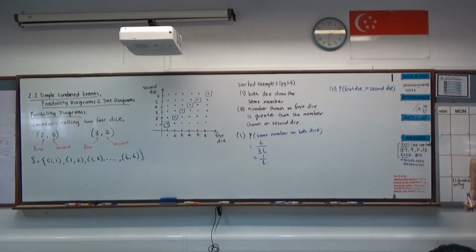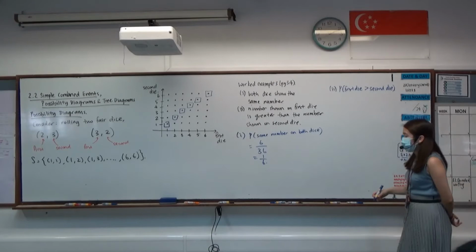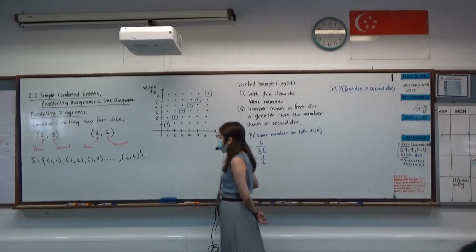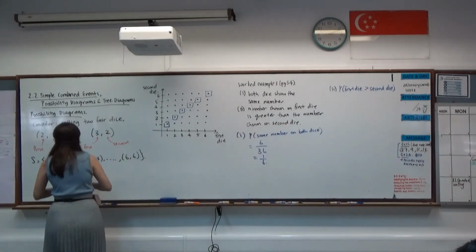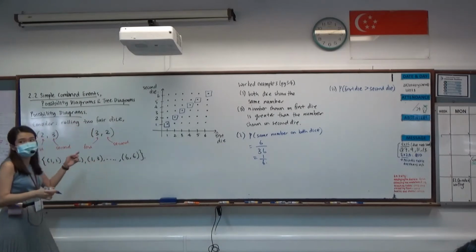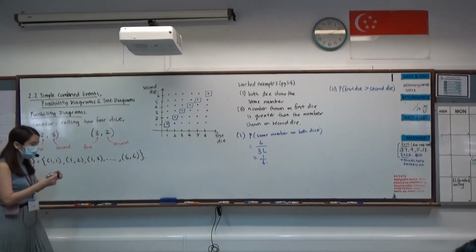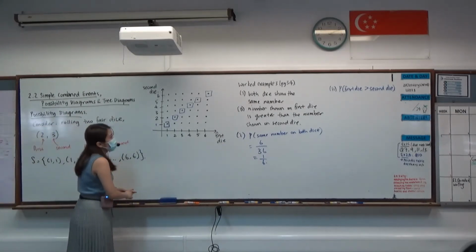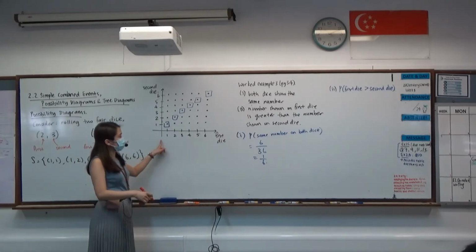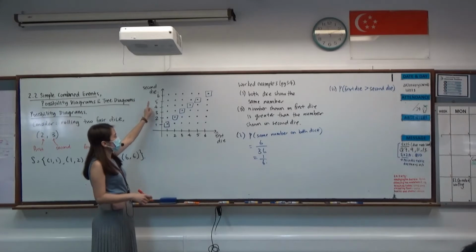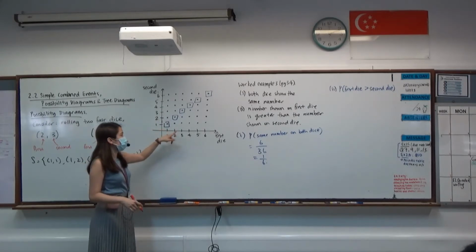Okay, then in part 2, if I want to talk about the number on the first die being greater than the number on the second die, from a possibility diagram, I just want to emphasize possibility and not probability diagram. This is a very common error. So from the possibility diagram, I can see that the first die numbers are here, second die numbers are here. So I can do a quick run through of the entire list.